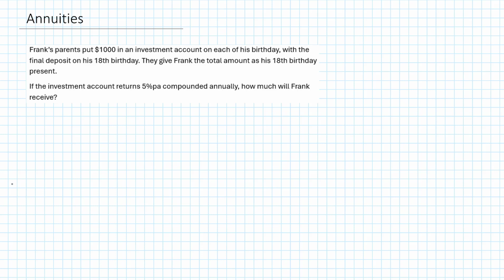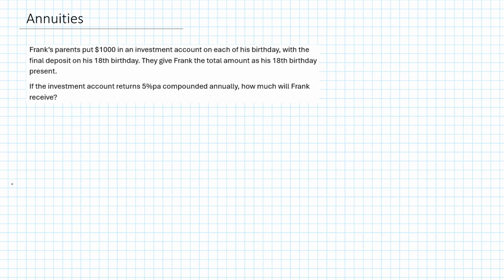Frank's parents put $1,000 in an investment account on each of his birthdays, with the final deposit on his 18th birthday. They give Frank the total amount as his 18th birthday present. If the investment account returns 5% per annum compounded annually, how much will Frank receive?